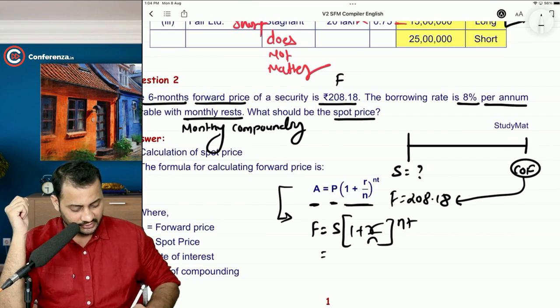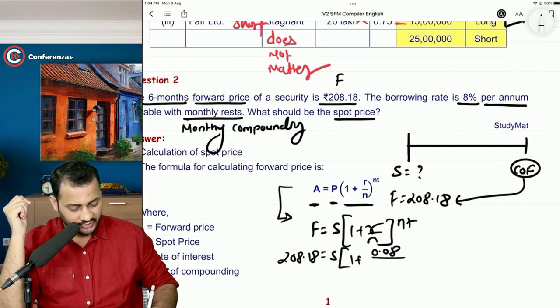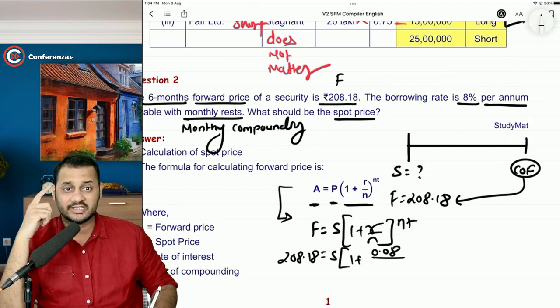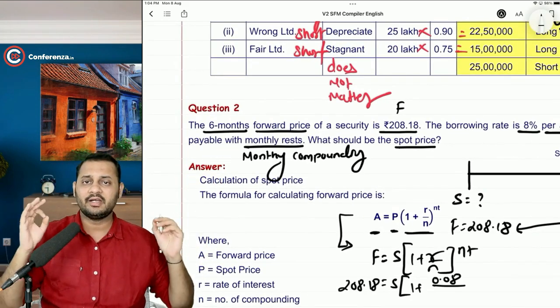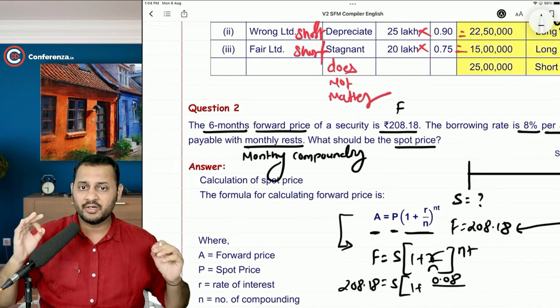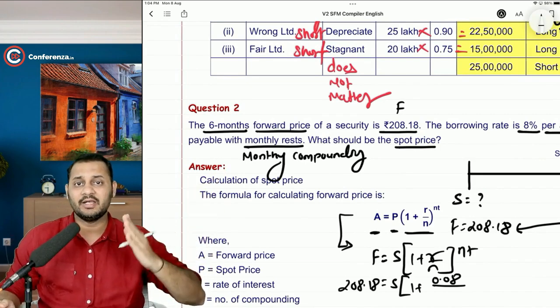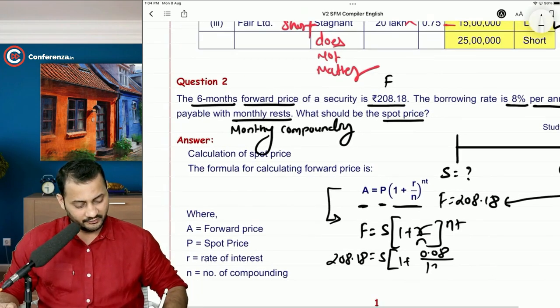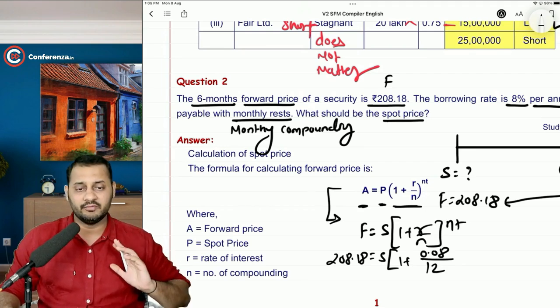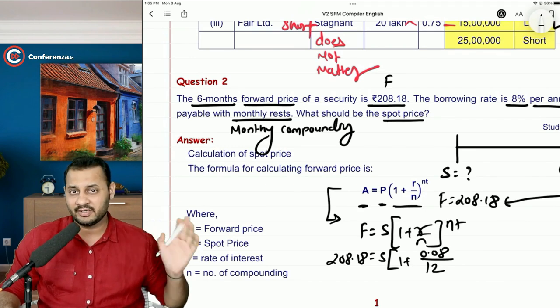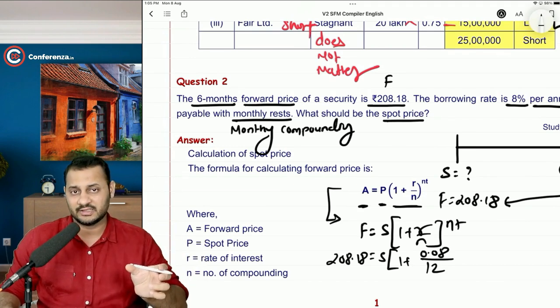Let's start putting the figures. 208.18, right? Spot price is what we have to calculate. 1 plus rate of interest is 0.08. Number of compounding in a year, that is per annum. This is monthly rest, monthly compoundings. How many times a rate is compounded if it is given monthly? 12 times in a year. So we are going to write down like this. Although we don't want compounding for the entire year, we want it for the 6 months itself.